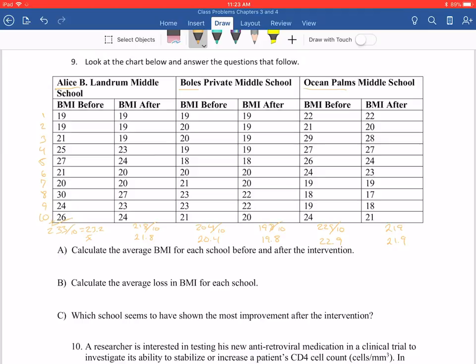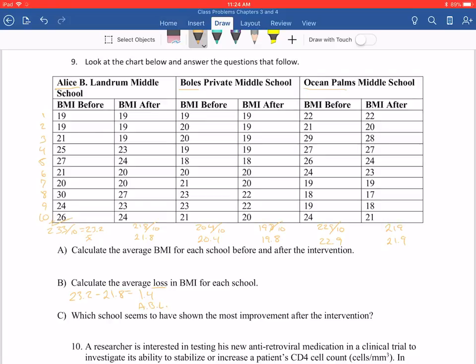B is calculate the average loss in BMI for each school. So now we're going to calculate the average loss. All right, loss, so it's going to be subtraction. So we're going to take your 23.2 minus 21.8, right? You want to see how much you actually lost, and you get 1.4. And this is going to be, we're going to abbreviate it, the Alice BL middle school.